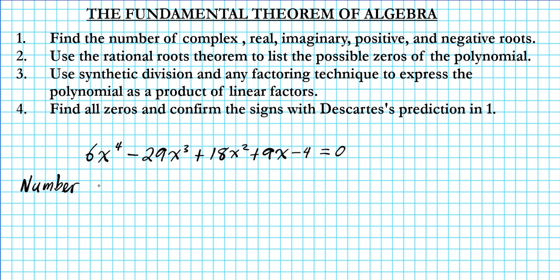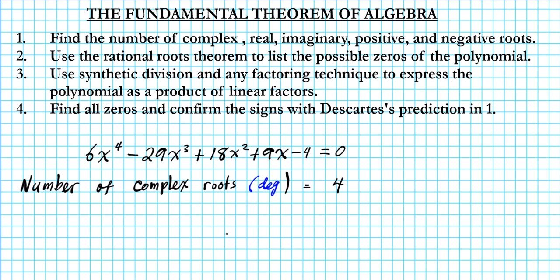Now the number of complex roots using the fundamental theorem of algebra is basically the degree of the polynomial. Okay, so what is the degree of the polynomial here? The degree of the polynomial is the highest exponent for all the variable terms. So if you look at the exponents, we have 4, 3, 2, 1, and 0. The highest degree exponent is 4, so the number of complex roots, basically the degree, in this case, is equal to 4.